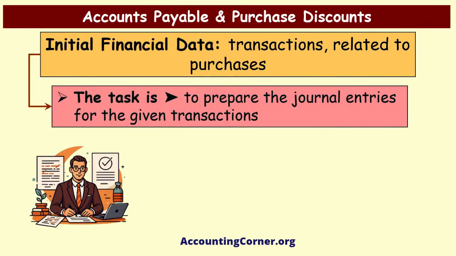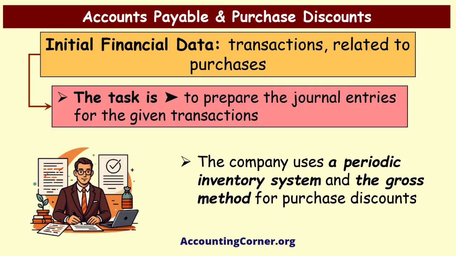We will analyze given financial data, which will include transactions related to purchases, accounts payable, and early payment discounts. The task is to prepare the journal entries for the given transactions. The company uses a periodic inventory system and the gross method for purchase discounts.